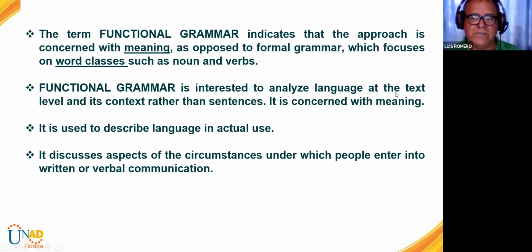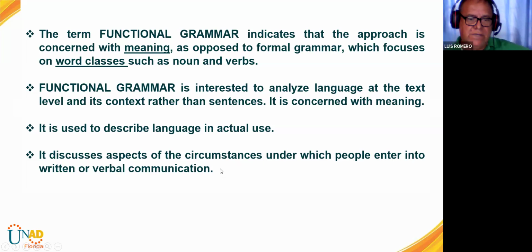Another aspect that is considered when you make a functional grammar analysis is that it is interested in analyzing language at the text level and its context rather than sentences. It is concerned, of course, with meaning. Meanwhile, a formal grammar analysis works with the study of some levels of the sentences. But when you have a functional grammar analysis, it is really interested in meaning. It is also used to describe language in actual use. And finally, it discusses aspects of the circumstances under which people enter into written or verbal communication.